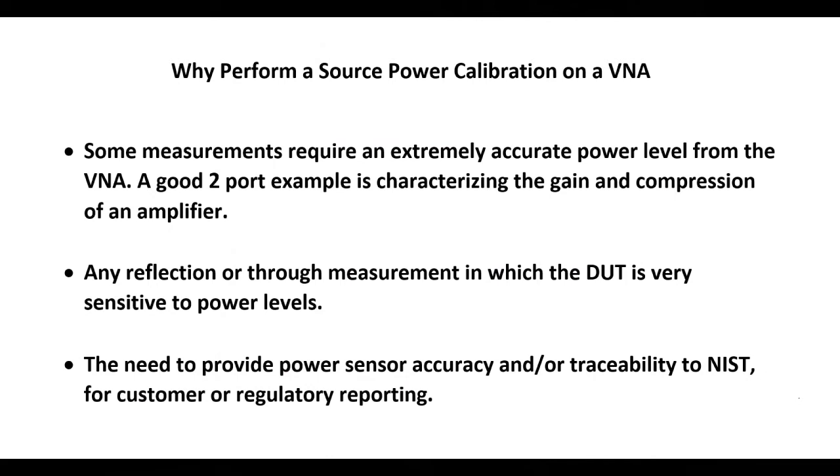Now let's take a quick look at a few examples where a power cal can help you make a better measurement. First, a two-port gain characterization, where you're measuring gain over frequency of an amplifier, and the amplifier might even enter compression at certain power levels. The power cal can give you a very accurate level and help you make the best measurement possible.